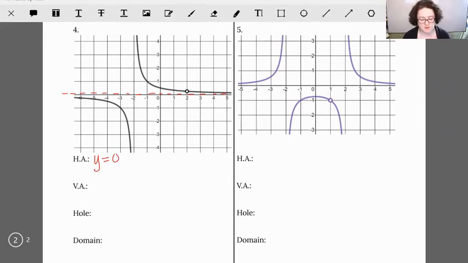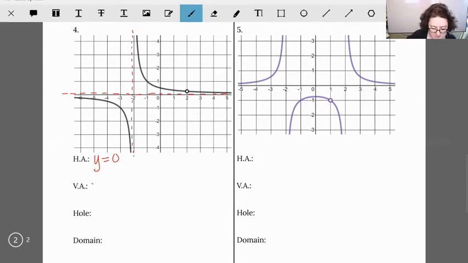Okay, vertical asymptote. And again, once you draw one of the asymptotes in, it sometimes makes it a little easier to see the other. Okay, what line does it look like we can't cross, but we get really, really close to? So we're getting really close to that -2 line. So we'll draw that in.